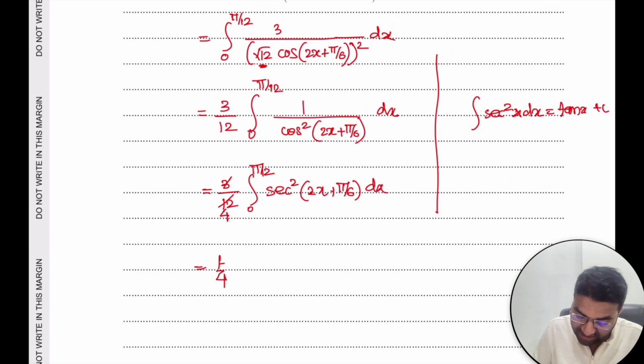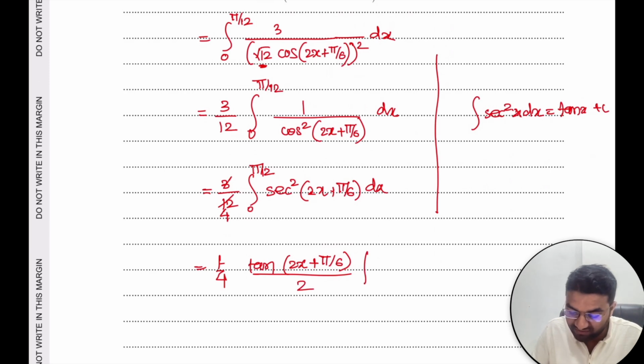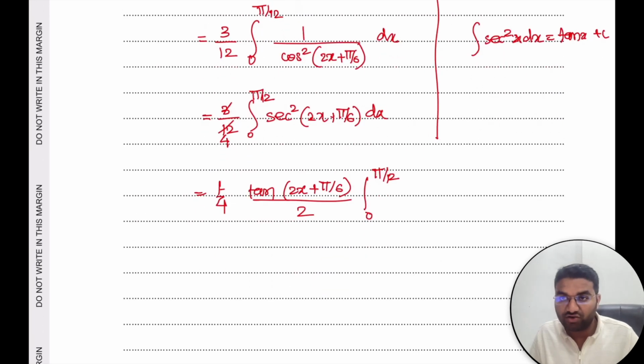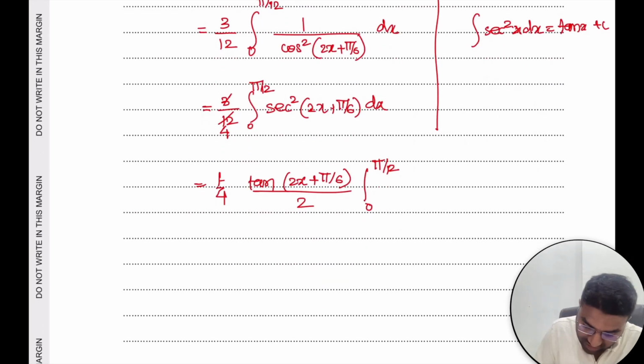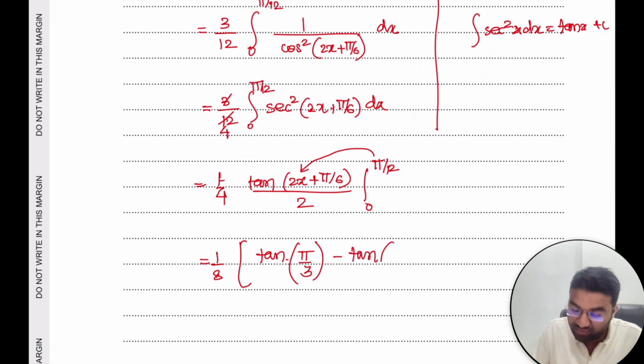So 1 by 4, here tan(2x + pi by 6) divided by the derivative of 2x plus pi by 6. The derivative of 2x plus pi by 6 is just 2, and from 0 to pi by 12, isn't it? So you have to solve this part. Here 1 upon 8 tan of, if you substitute here, it will be pi by 6 plus pi by 6, meaning just pi by 3, fine, minus tan of pi by 6.